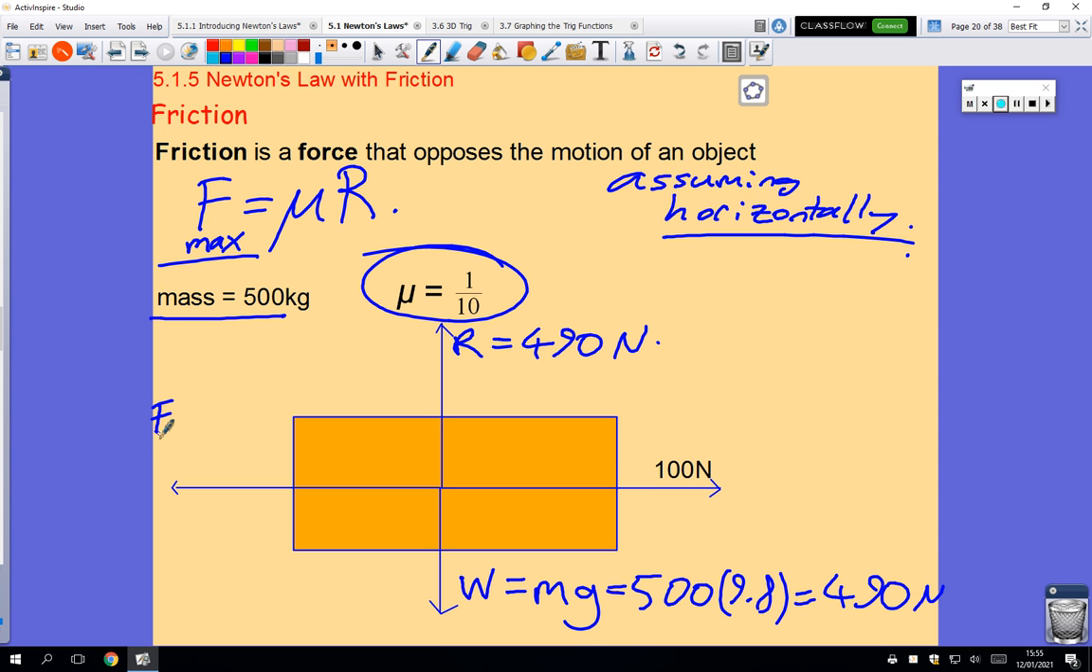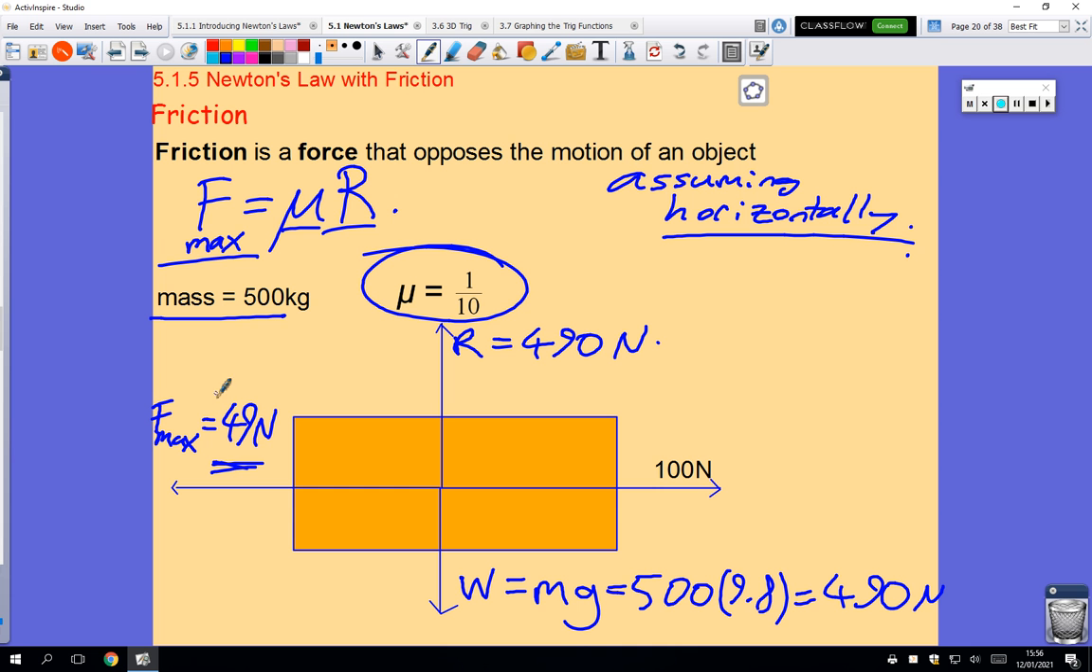Okay, the maximum amount of friction this object can call upon is going to be 1/10 of 490. It's mu times R. Maximum value for friction is mu times R. So it's 1/10 of 490. That's 49 newtons. That's the most friction it can call upon. Of course, it wouldn't call upon anything more than the pulling force here. So it's going to call on all of its 49 newtons in this case.